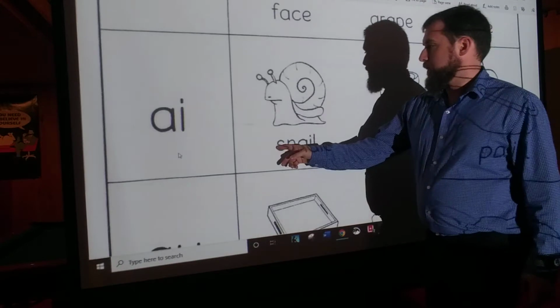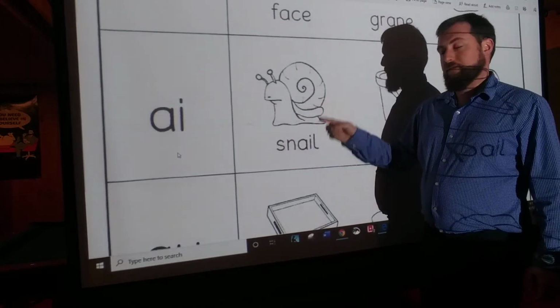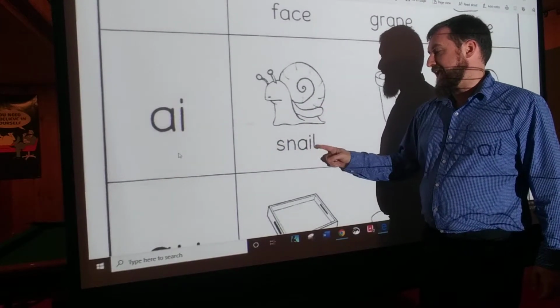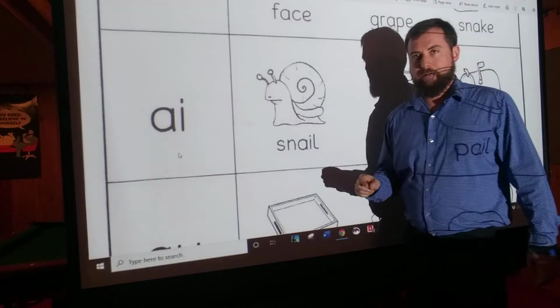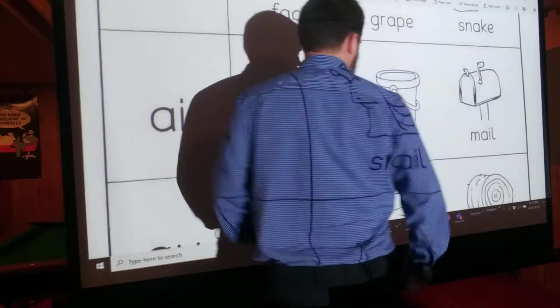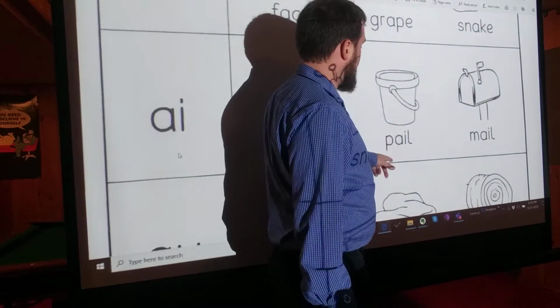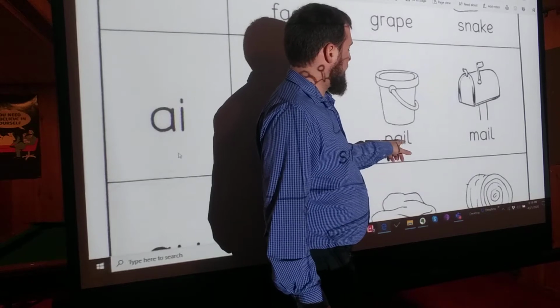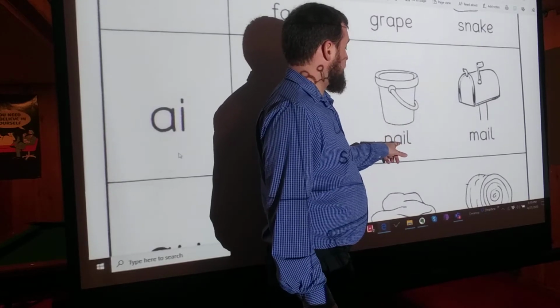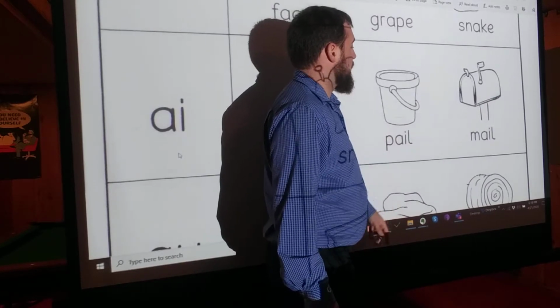So over here, this is a snail. Sn-ale. See, the A and the I come together to make the long A sound. Or pale. See? P-A-I-L. The A and the I come together to make the long A sound. P-ale.